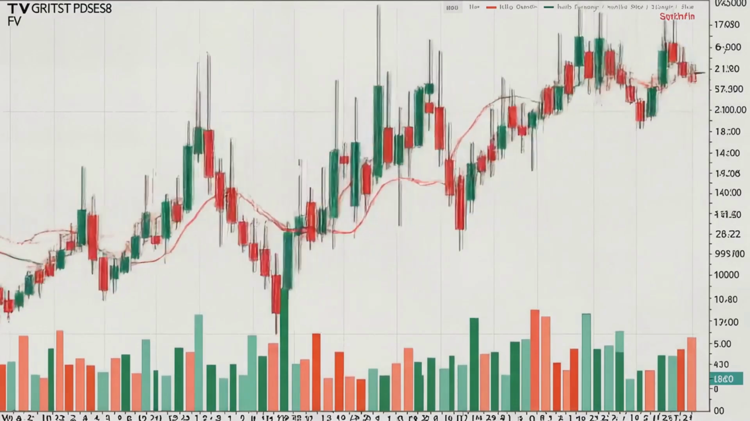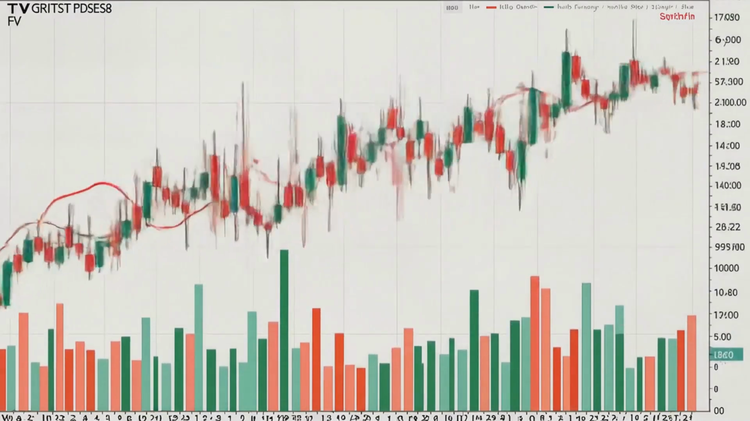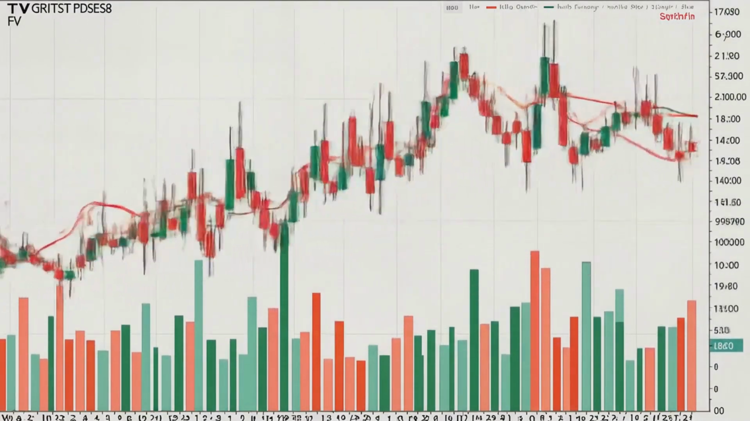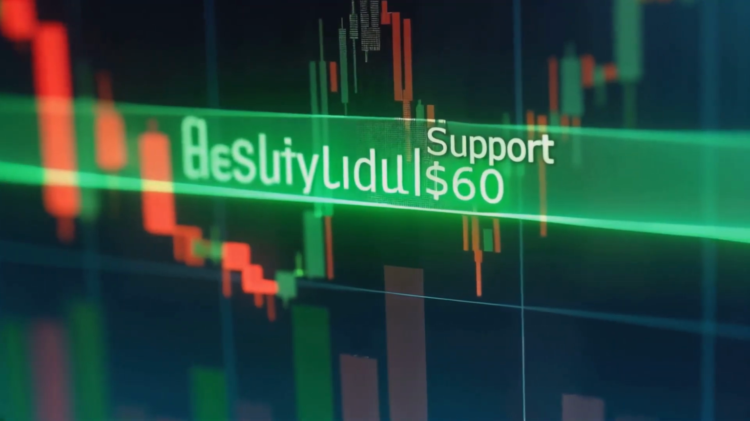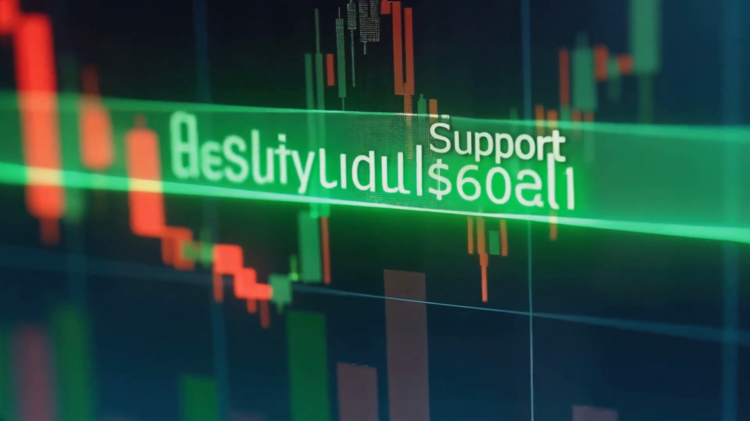Real-world trading scenario. Example. Let's examine a hypothetical scenario involving stock VWX. Step 1. Identifying levels. After careful historical analysis, traders identify strong support at $60 and resistance at $80.